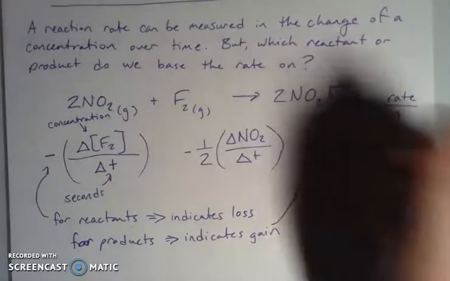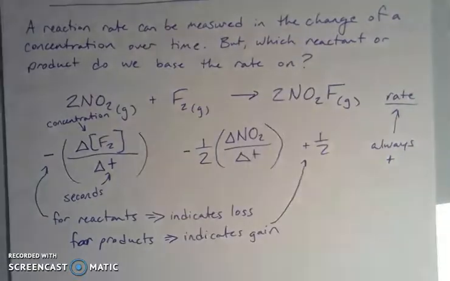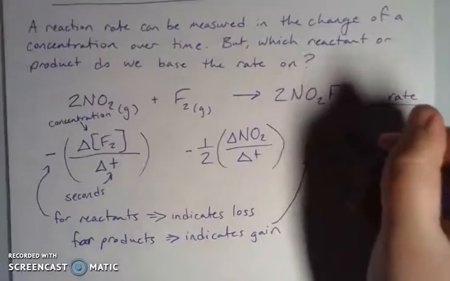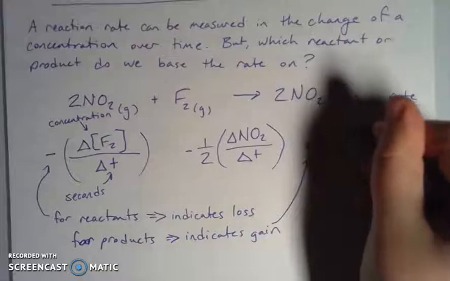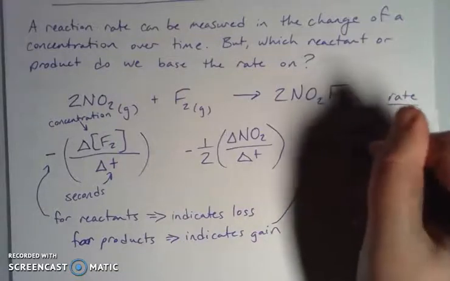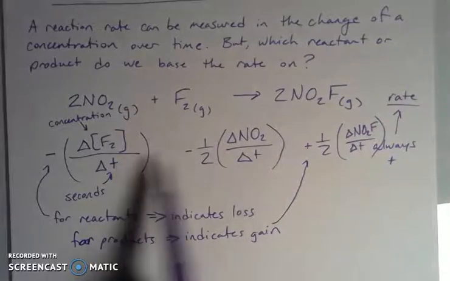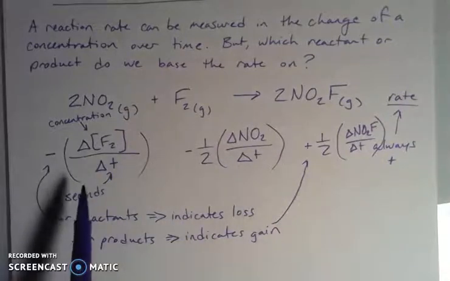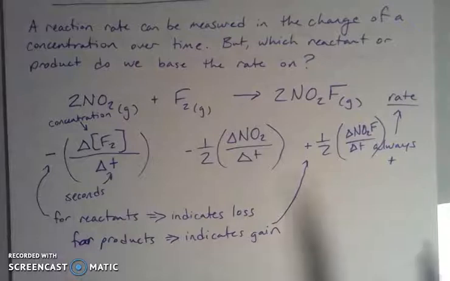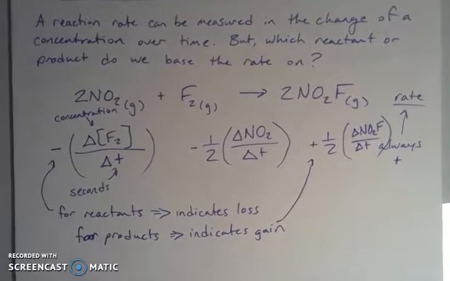Then we have 1/2 of these too, because of this molar coefficient here, times the change of my NO2F over the change in time. There's my rate. All of these are going to be equivalent to each other. So these are all equivalencies, and if I know the overall rate of the process, then I can find the relative rate for each of the different reactants and products.